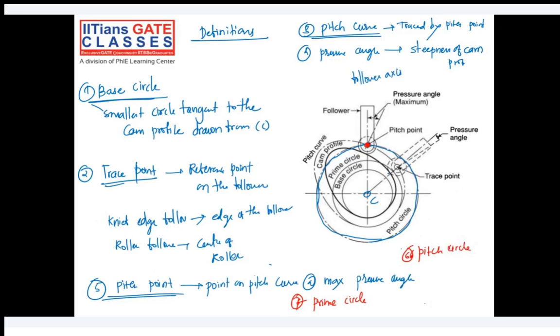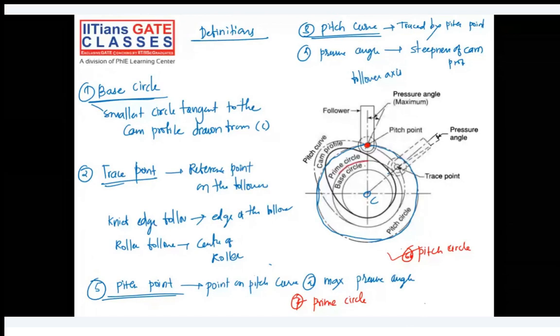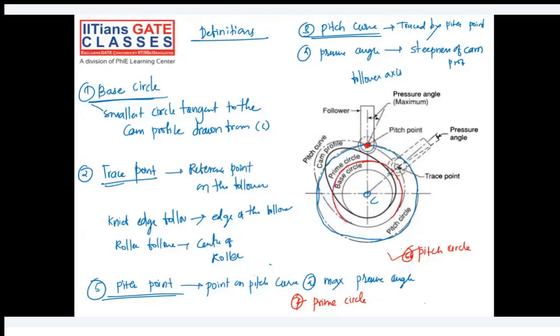And the prime circle is the smallest circle drawn tangent to the pitch curve. Prime circle is this, and this is the pitch curve, which I'm drawing with the blue pen. You can clearly see the smallest circle that can be drawn tangent to the pitch curve is called the prime circle. So these are the definitions you should know. Generally the base circle is smaller than the prime circle, and then we have the pitch circle.